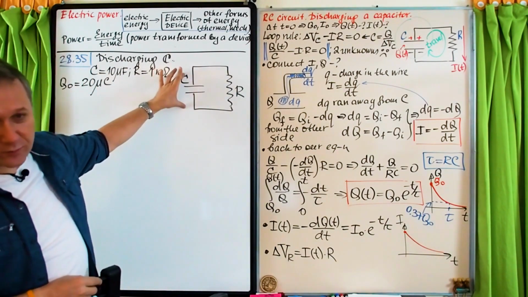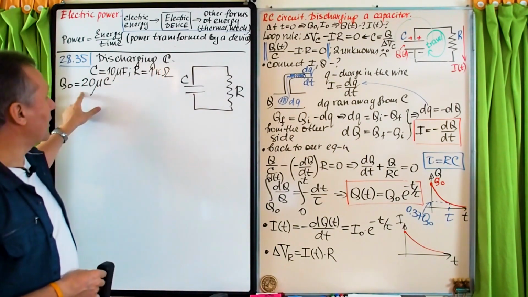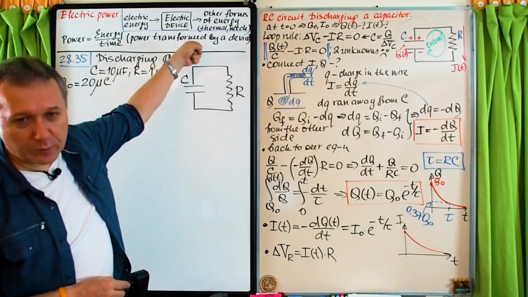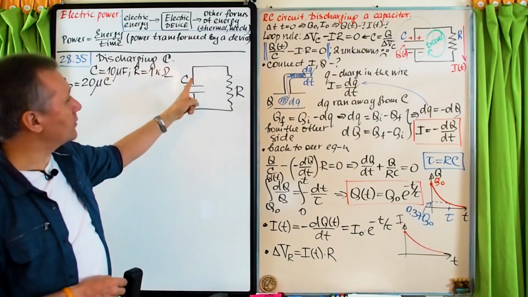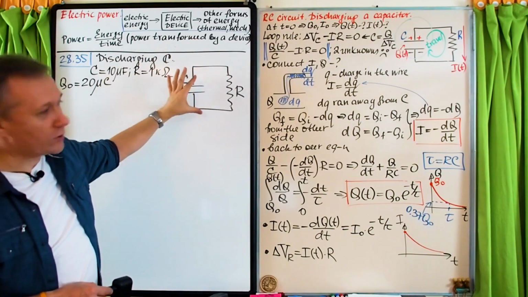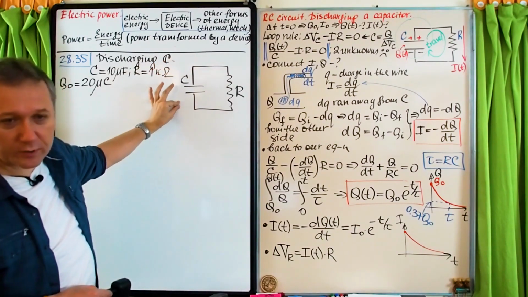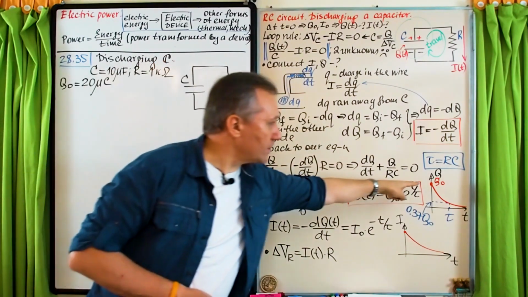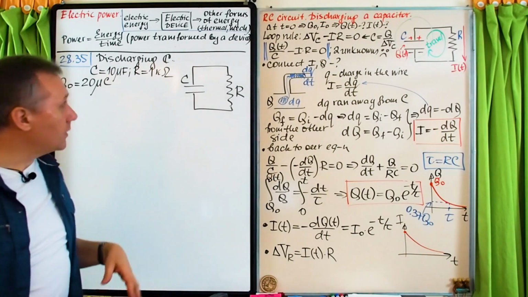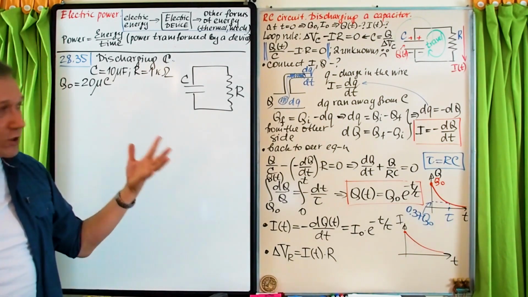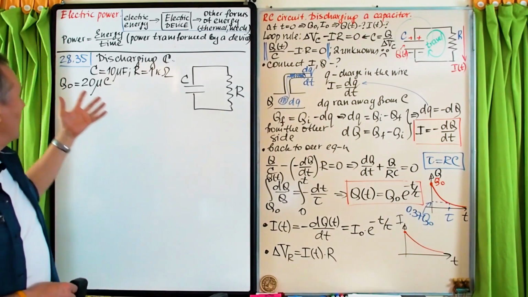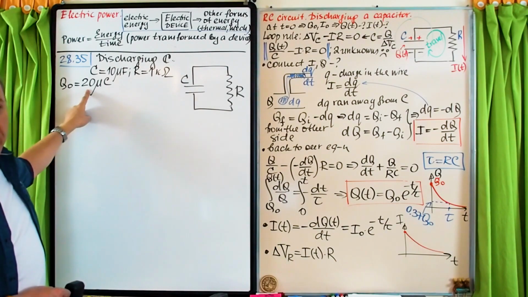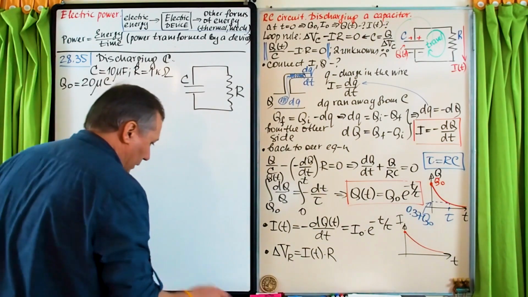Okay, so the situation again. Initially this capacitor is full, 20 microcoulombs, and then at the initial moment of time, you close the switch, and of course it starts draining. So of course this charge becomes smaller and smaller, like this. So we need to find the moment of time when charge becomes 10 microcoulombs. Right. Okay, let me write that.